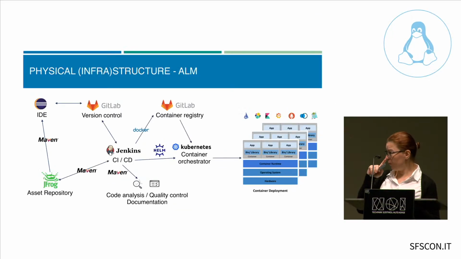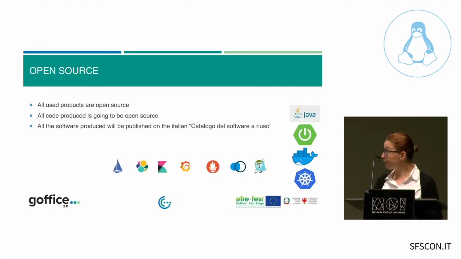Of course, we have also a local asset repository so that all libraries, common libraries, and also all jar products and Maven snapshot products and release products are stored in JFrog Artifactory asset repository and retrieved when needed.